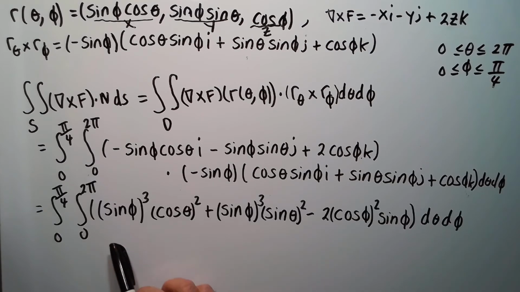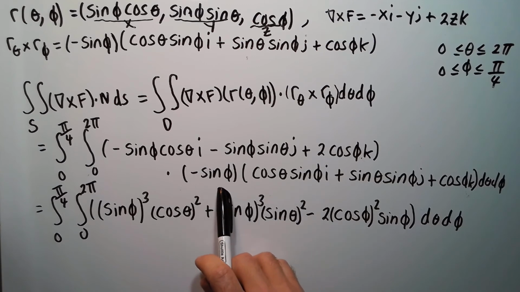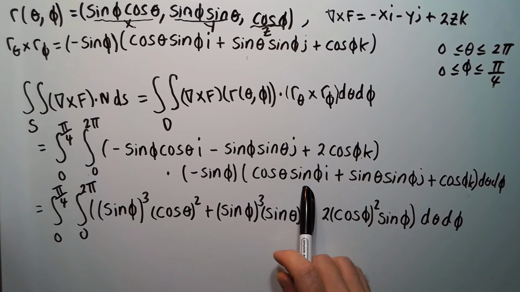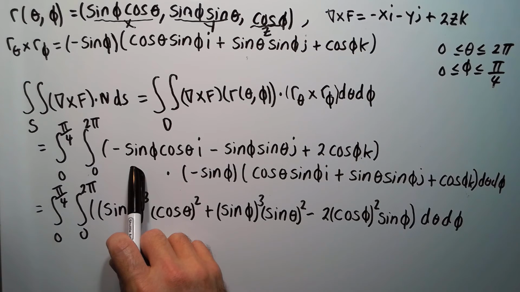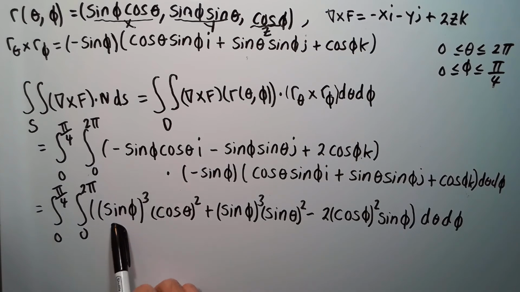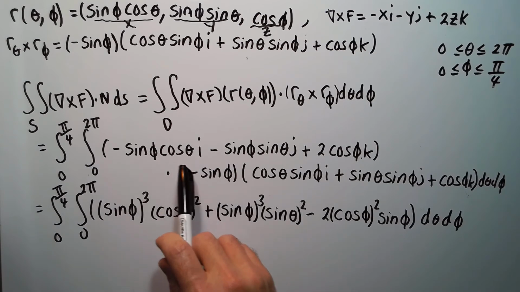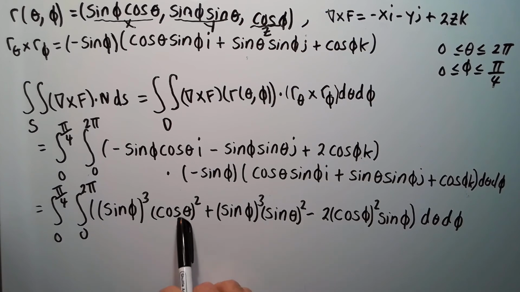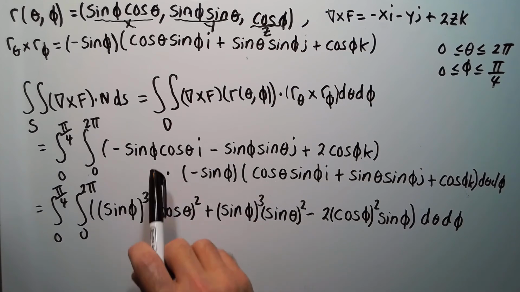So dotting, I get this. For example, for the i components, I got a negative sine phi here and a negative sine phi here. So it'll be sine phi cubed, and you'll have a cosine times cosine, so it'll be cosine theta squared for dotting the i ones.